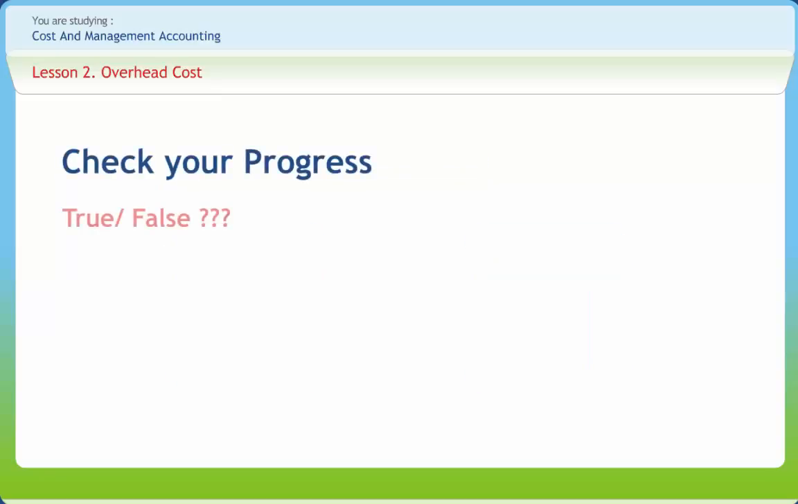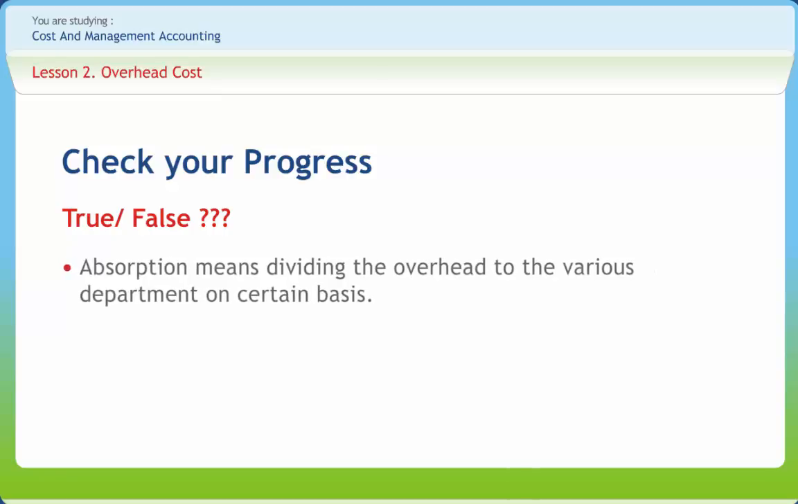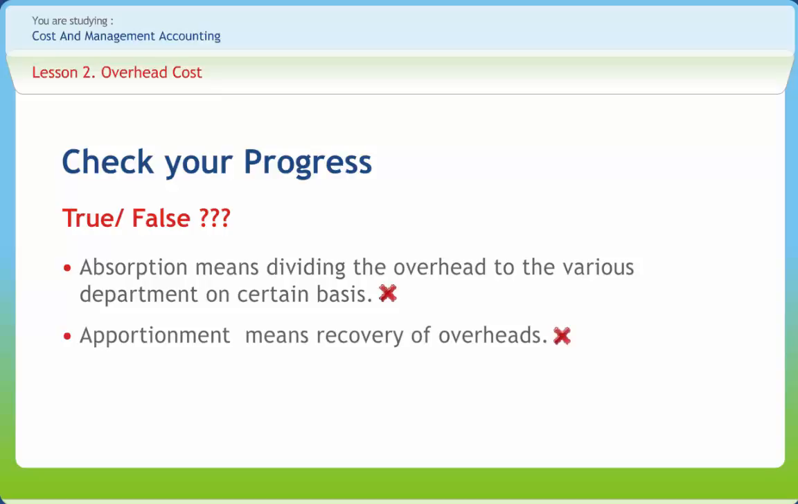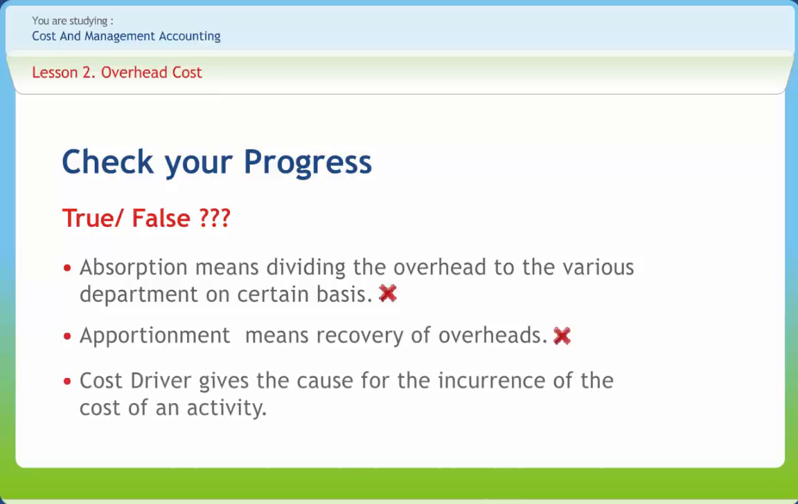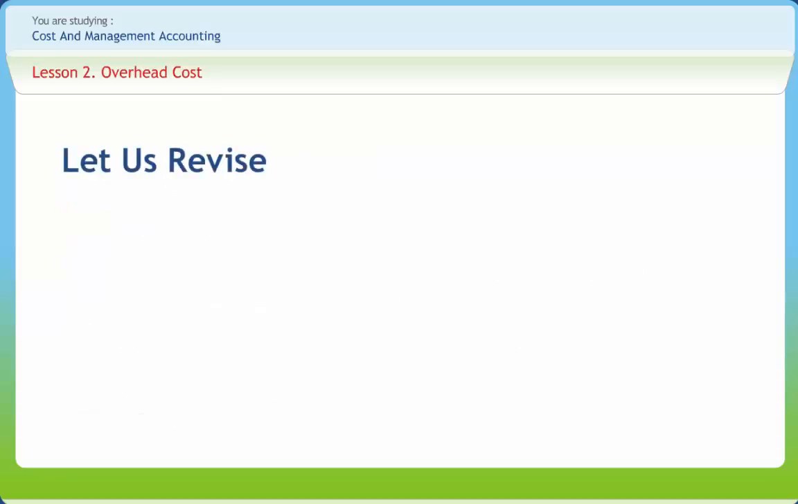Now let us check if we have understood the various concepts discussed in this lesson clearly. Absorption means dividing the overhead to the various departments on certain basis. Right or wrong? Wrong. Apportionment means recovery of overheads. Right or wrong? Wrong. Cost driver gives the cause for the incurrence of the cost of an activity. Right or wrong? Right.